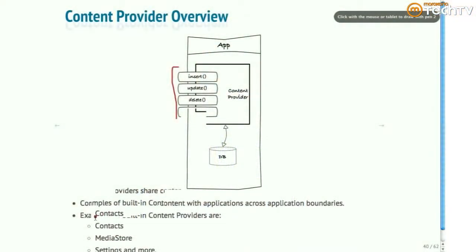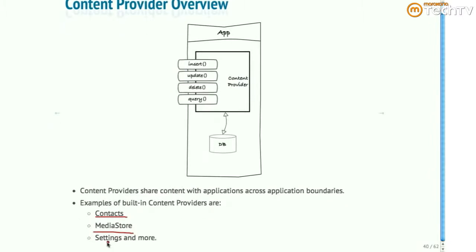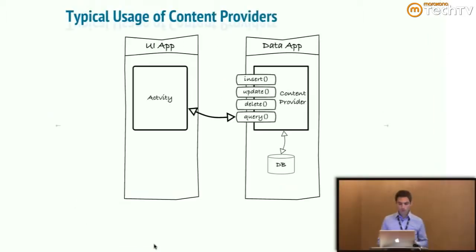So for example, all the contacts are exposed as a content provider. All the media, like pictures, for example, are content providers. Settings, etc. Just to give you an example. So if you're looking for the address book or contacts, you're not going to find one app, you're going to find 2 apps.